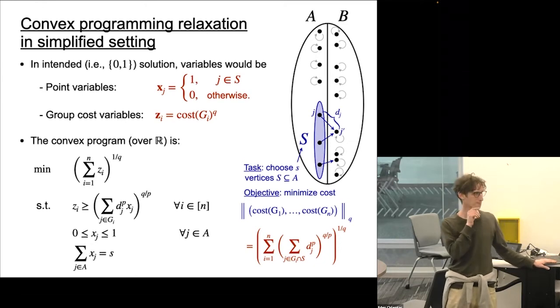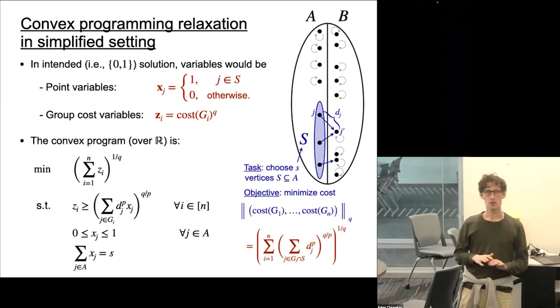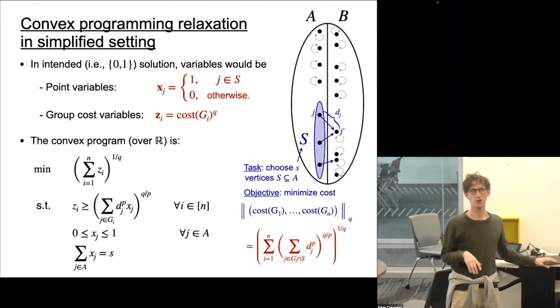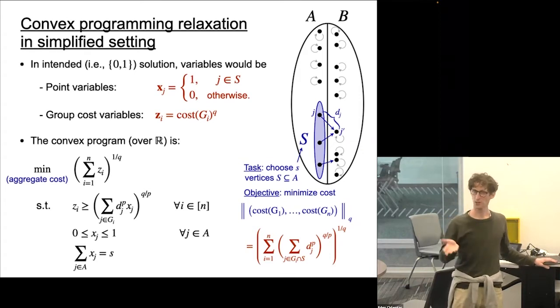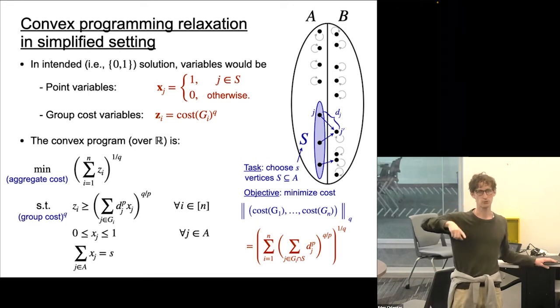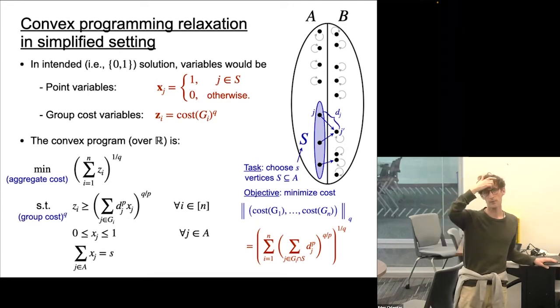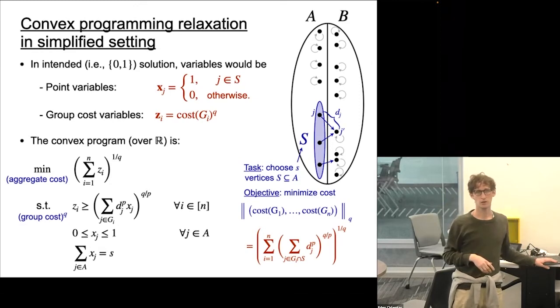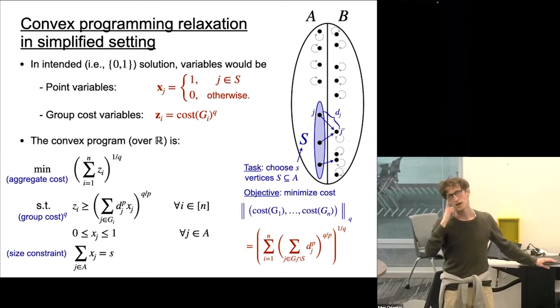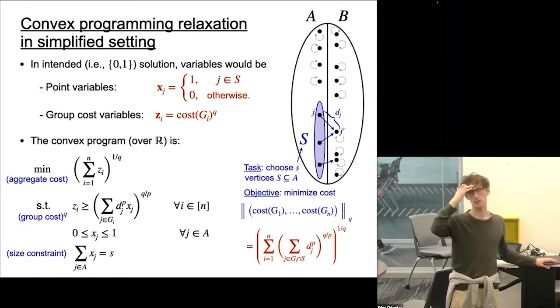Other questions? Okay, so we have the convex program that you would expect. You don't have to read through it because I'll walk you through it. So the objective function is the aggregated cost. It's exactly what you would expect. And then the first constraint represents the group costs. So these Z_i represent the group costs raised to the Q, just for convenience, and because that makes this convex. And then the final line is just the size constraint. It's the one saying that this is the specific number of points that we want to pick as non-centers in A.